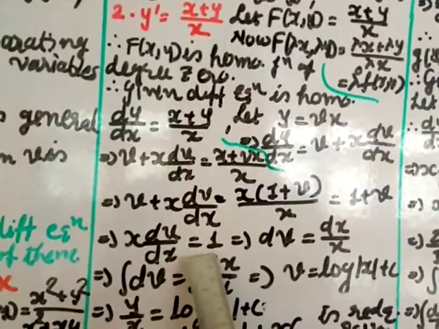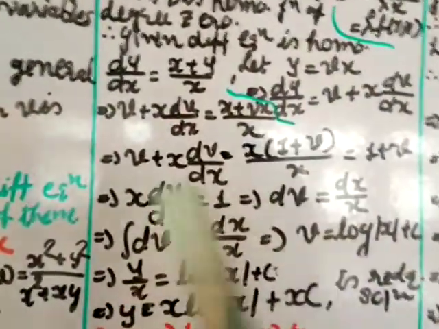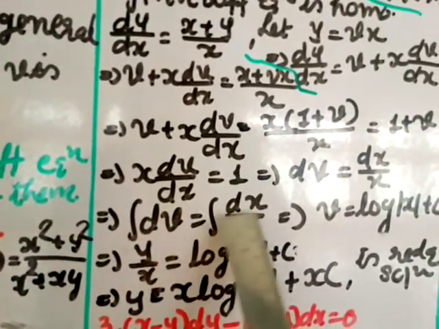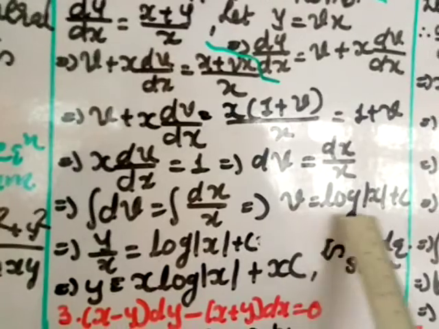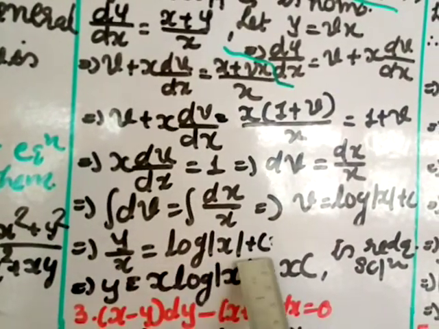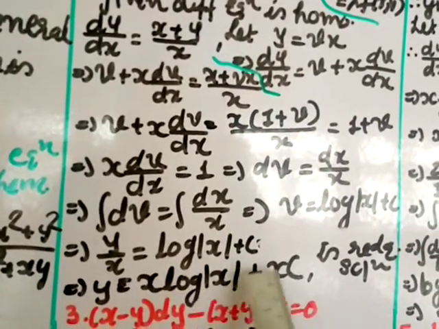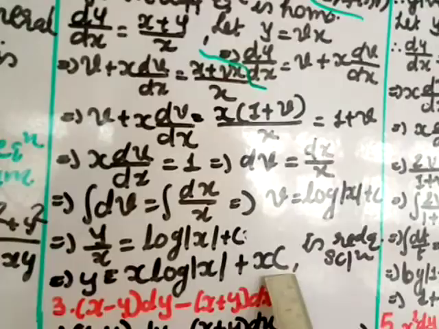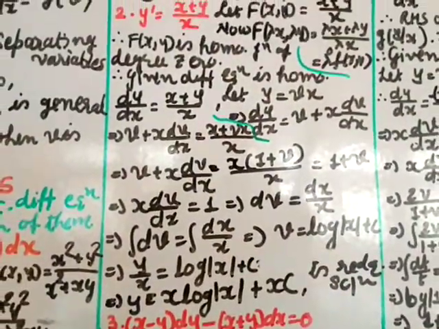Now x you transfer here, it will go in the denominator, dx you transfer up. So we are separating the variables. Now integrate both the sides, so integral dv is equal to integral dx by x. Integral of dv is v equal to log x plus c. Put the value of v, that is y by x equal to log x plus c. Okay, x you transfer here, so y is equal to x log x plus, this x also multiplies with c, so x into c. So this is the required solution for the given differential equation.